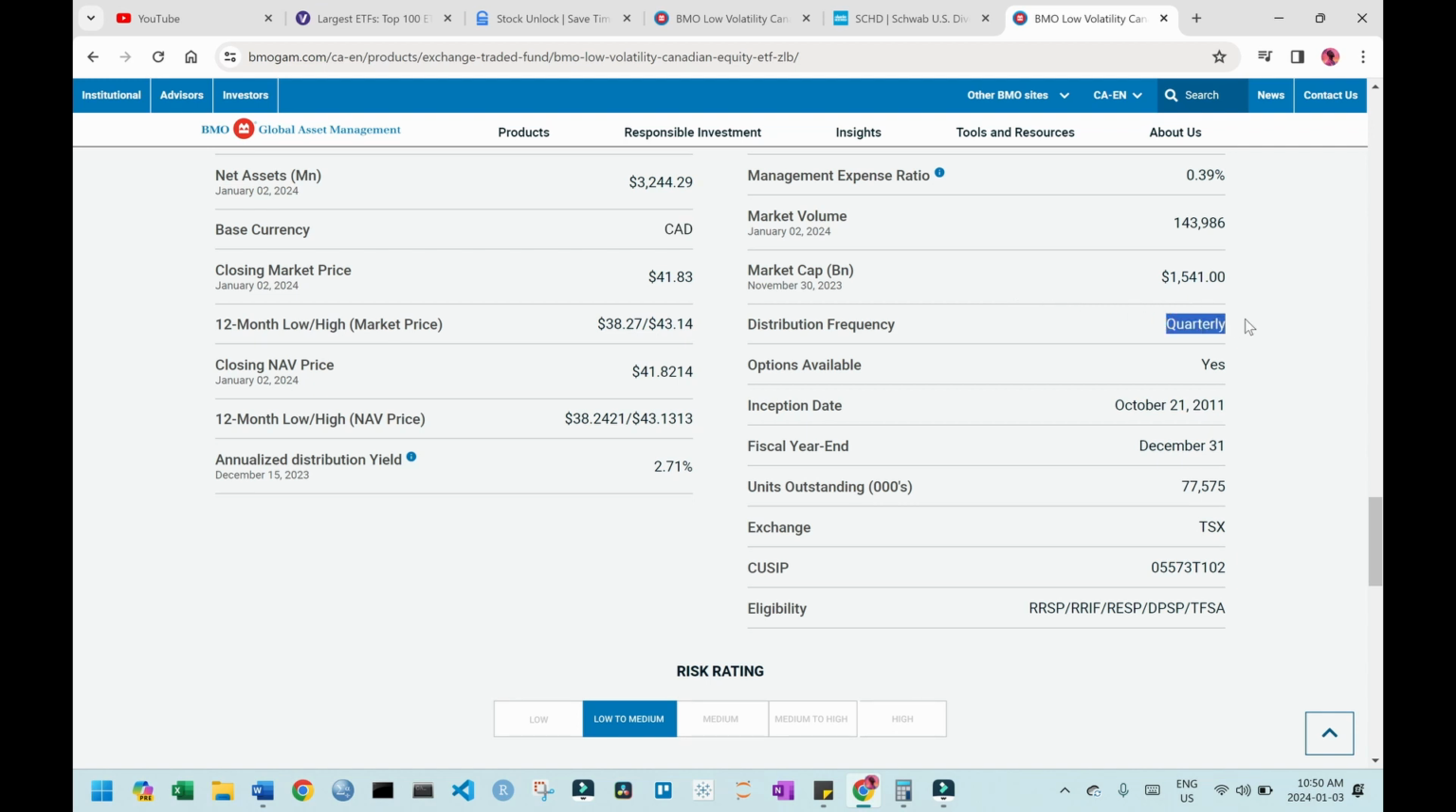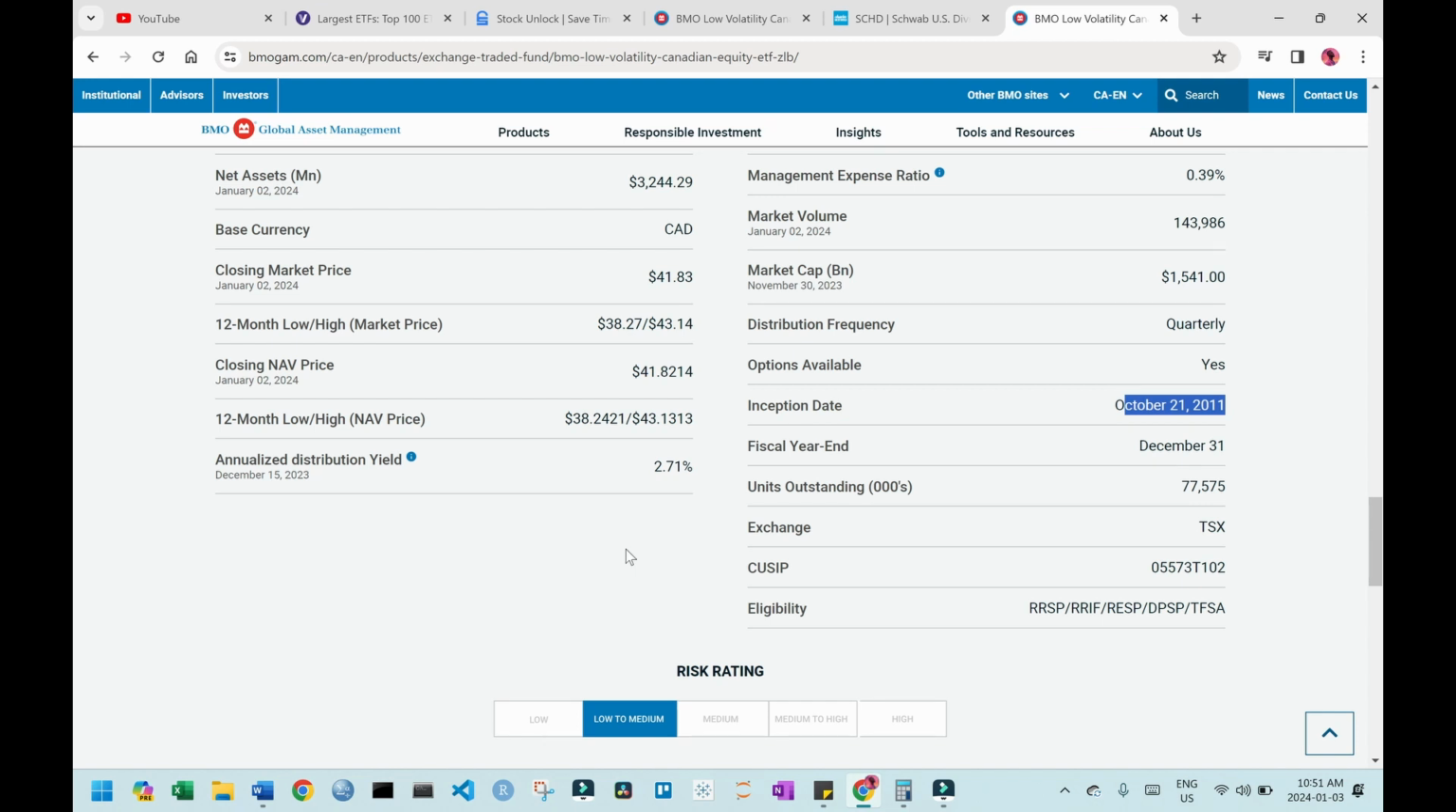Looking at the distribution, the fact that it pays quarterly is not bad, and it's consistent with many other ETFs as well. And it was actually introduced in 2011. So if you want to look at a long-term chart, you can look at the price increase over that period.